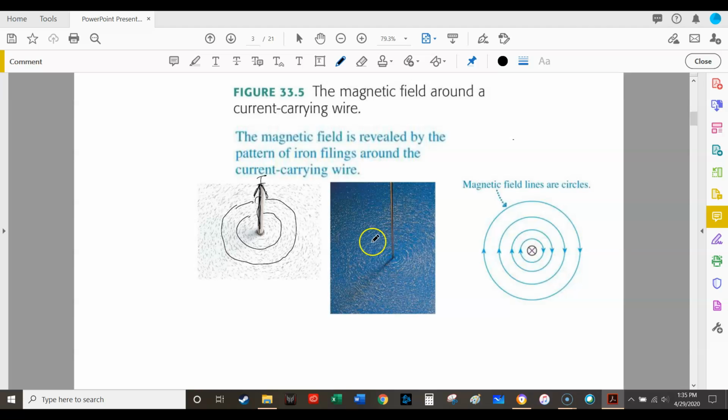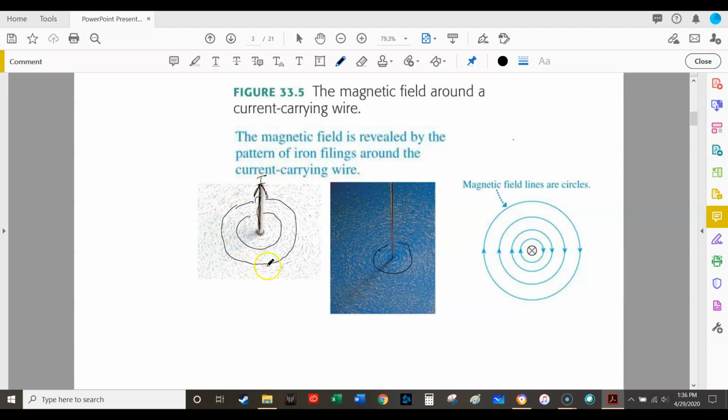Here's another picture too. This is a little bit different. It's got a blue background, and you could see it's probably a better three-dimensional picture than this one. But you see the same pattern. You see this circular pattern. And I just gave the current a direction.